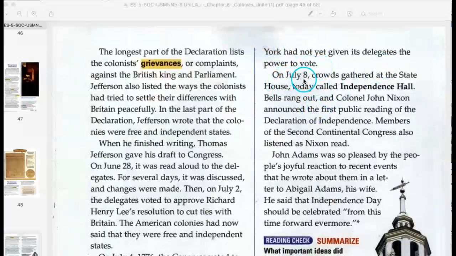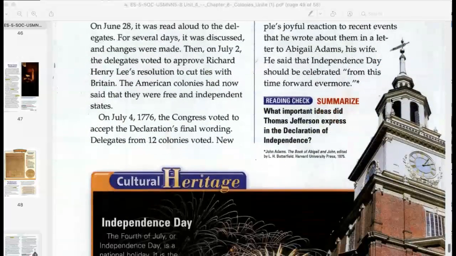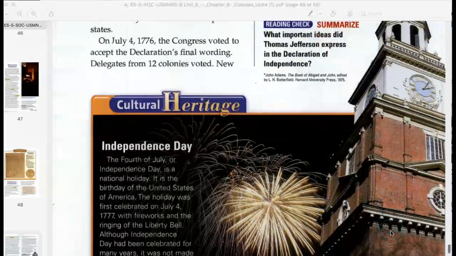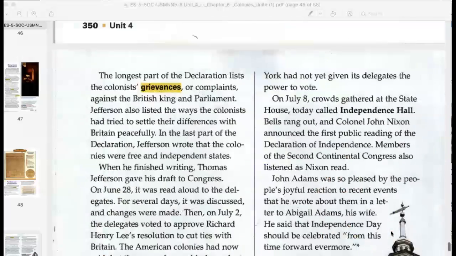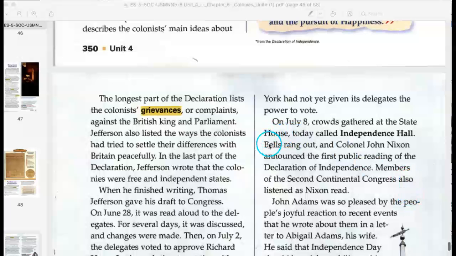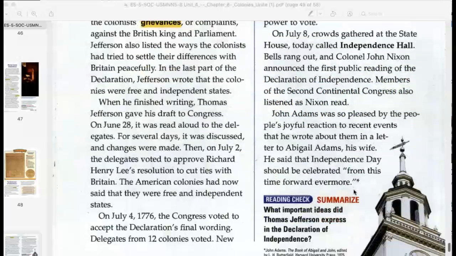On July 8, crowds gathered at the State House, today called Independence Hall. Bells rang out, and Colonel John Nixon announced the first public reading of the Declaration of Independence. Members of the Second Continental Congress also listened as Nixon read.